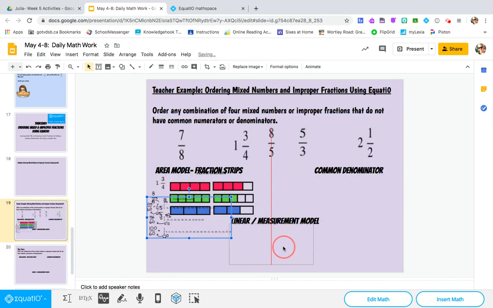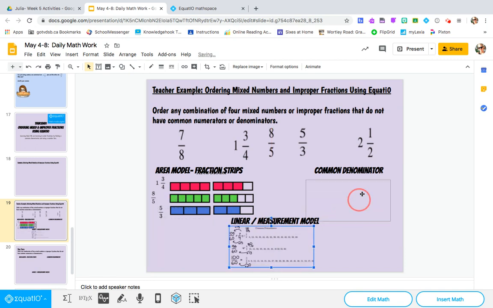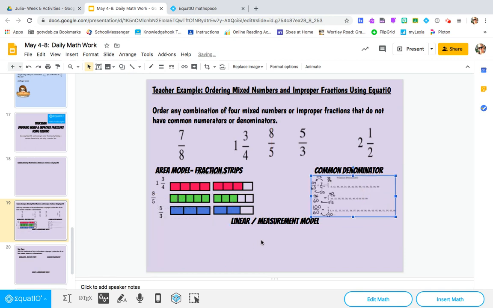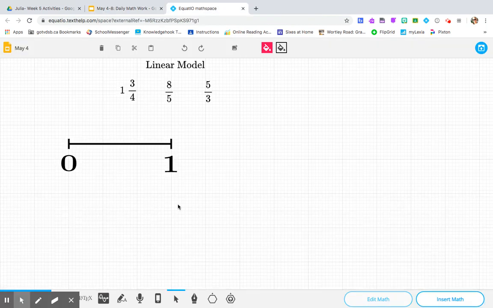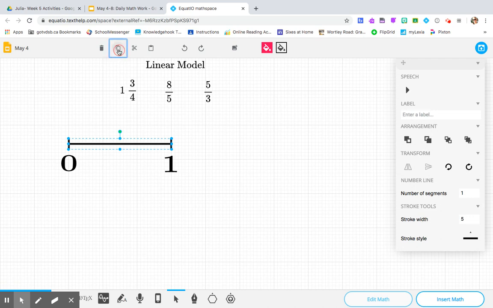Okay, last but not least, we are going to do our linear model. So on our linear model, we are going to put those 3 numbers on a number line. So again, I've got it started for us here. I've created our 0 to 1 number line. Let's remember that after we create our 1 number line, we're going to use that same number line and we're going to copy and paste it. We need to keep our whole the same length.